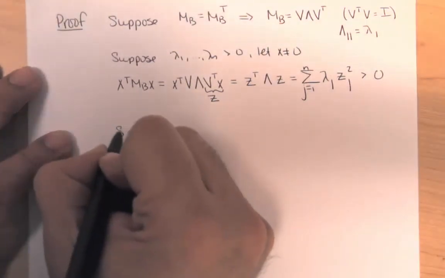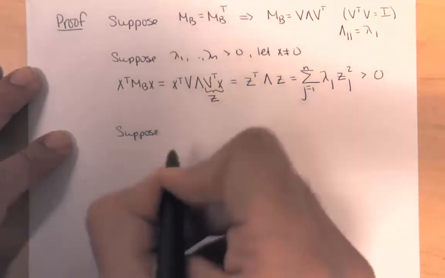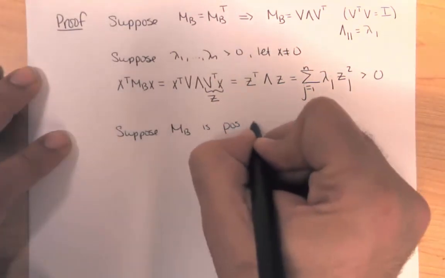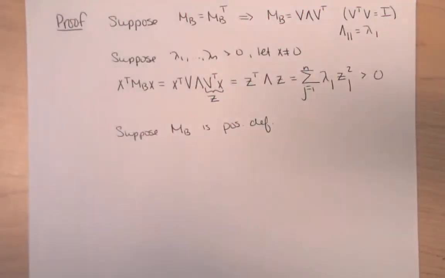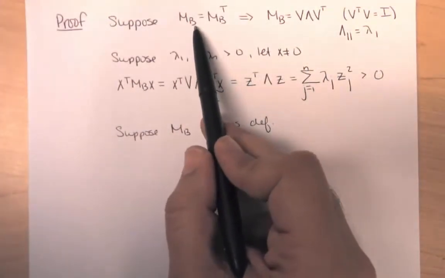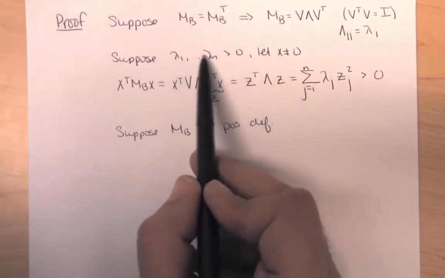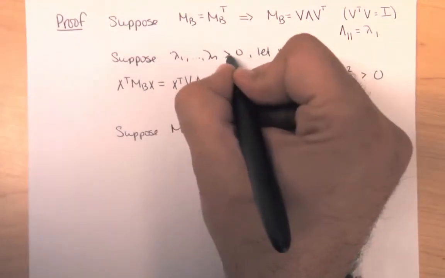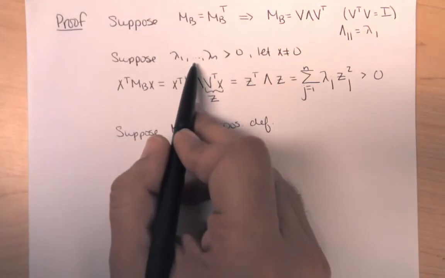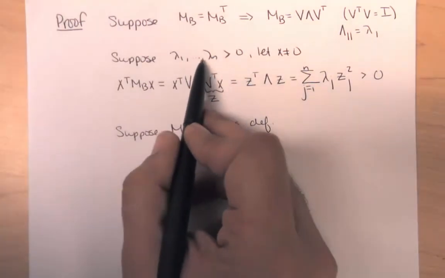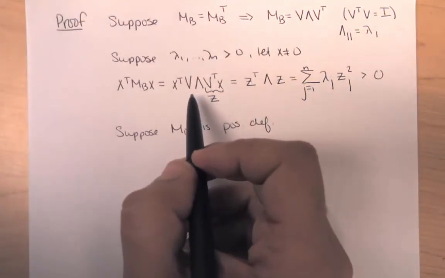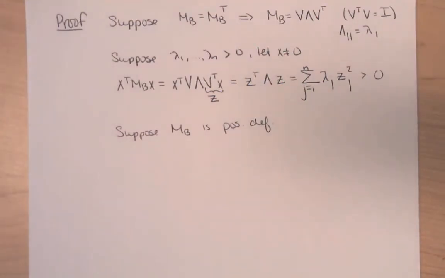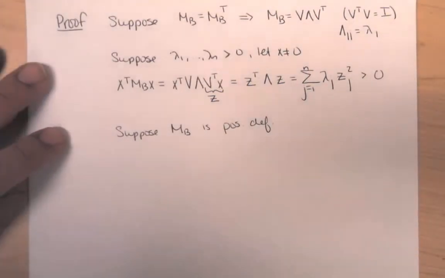Now, suppose that my matrix is positive definite. Well, by the way, a symmetric matrix is guaranteed to have real eigenvalues. So this is a well-formed statement to say that each of these are greater than zero. Right? If these were complex numbers, it wouldn't be clear what is meant by these numbers are greater than zero if I'm in a complex plane. Okay? But again, a symmetric matrix is guaranteed to have real eigenvalues. So suppose M_B is positive definite.